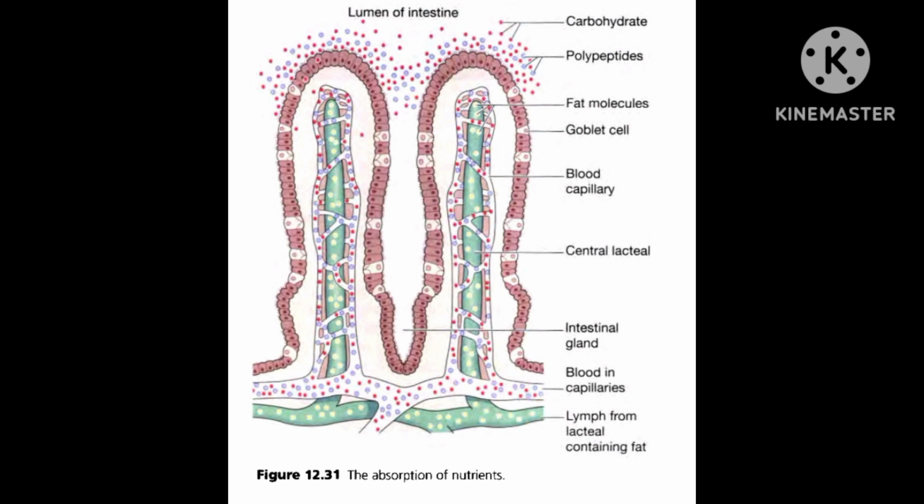The absorption of nutrients. Lumen of intestine, carbohydrates, polypeptides, fat molecules, goblet cells, blood capillaries, central lacteal, intestinal gland, blood in capillaries, lymph from lacteal containing fat.